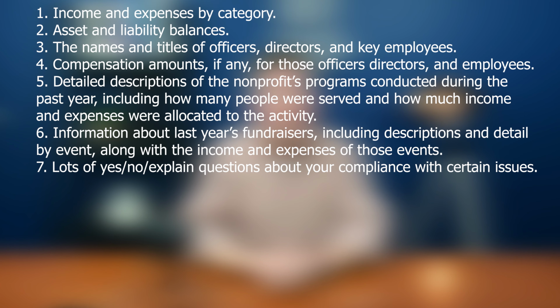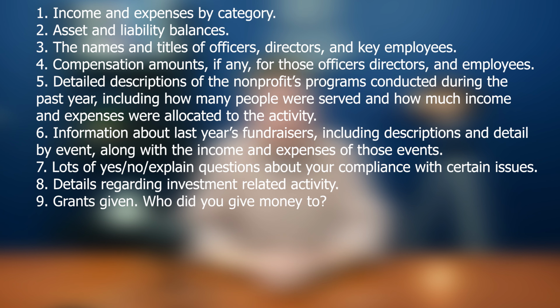Lots of yes or no, explain type questions about your compliance with certain issues. Details regarding investment-related activity, grants given, who did you give money to, grants received, who gave you money. If you're a public charity, a breakdown of your past 5 years of revenue by category and the resulting public support test calculation. We recently covered the public support test in another video, so we'll include a link in the description below. If you're a private foundation, a complex calculation of your asset base subject to annual distribution requirements. And much, much more. Like I said, the IRS is asking for a lot of detail on your Form 990.